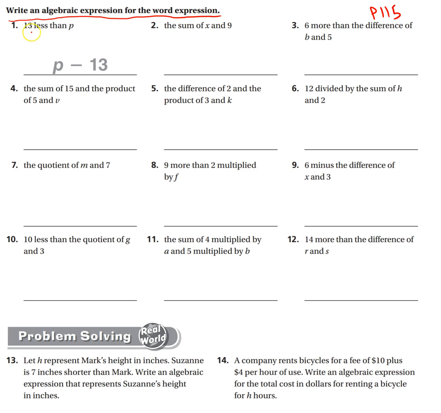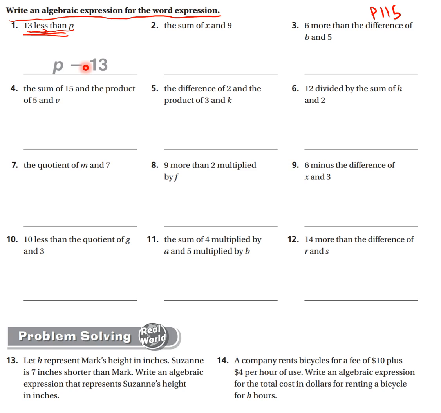So you can see here in an example, 13 less than P. These are the ones that are the most tricky just because it goes kind of in backwards order. But if we just think logically, 13 less than P, so 13 less than whatever P is. So meaning we're taking 13 away from P, not 13 minus P. Okay, and the order does matter in subtraction.